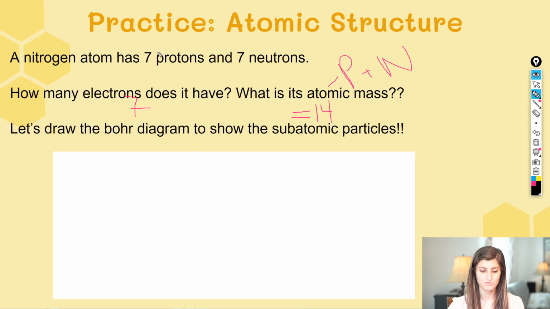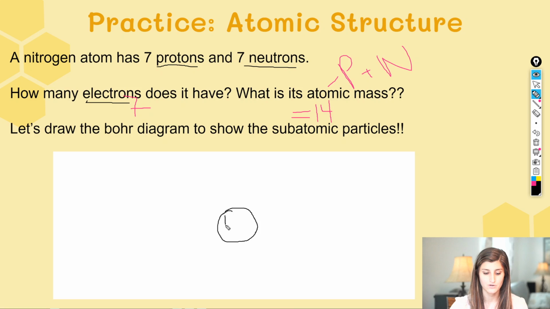Once you have all the information, once you know the number of protons, neutrons, and electrons, it makes it pretty easy to do this. First, I like to start off with a nice circle in the center. This is going to be the nucleus of the atom. And what's inside the nucleus? Well, it's the protons and the neutrons.